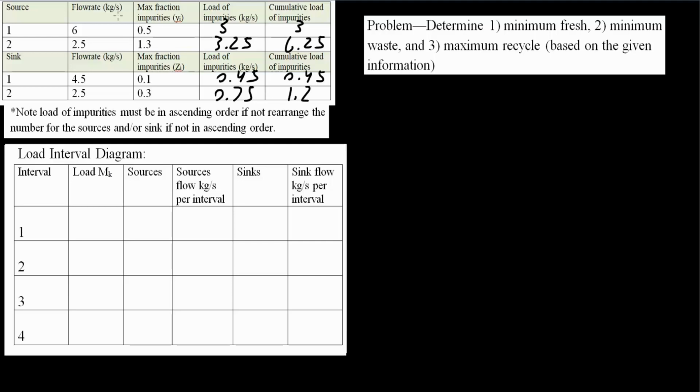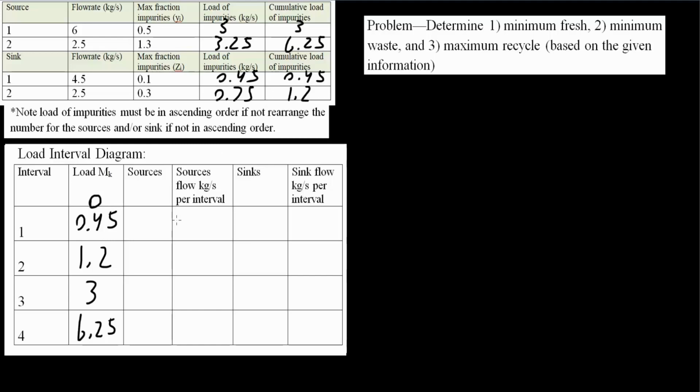And so after we construct this table right here, we can now create a load interval diagram. Our load axis is based off of this, but we need to make it in ascending order off of everything. So we don't even care if this is a sink or this is a source. We just see the lowest number and we write. Lowest is a 0.45, so we write 0.45. Second lowest is a 1.2, so we write 1.2. Third lowest is a 3, we write 3. And the greatest, or the fourth lowest, is a 6.25. And one more. This line right here, we can call it a 0.